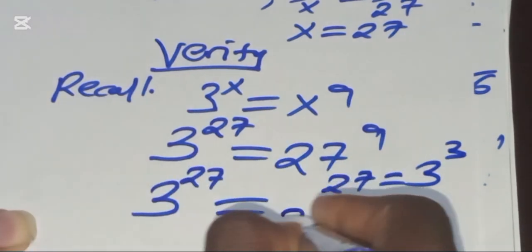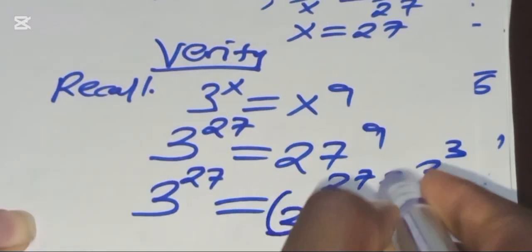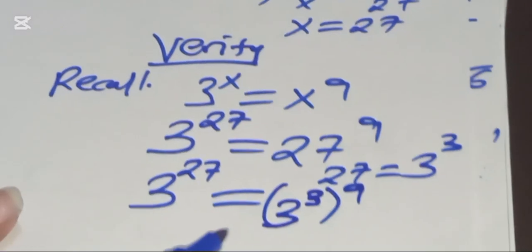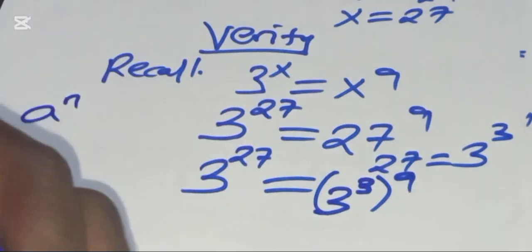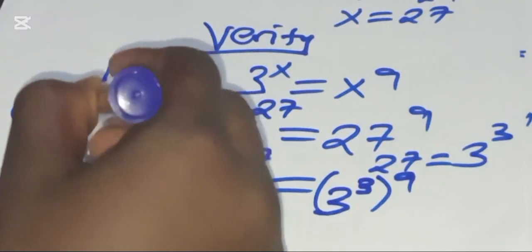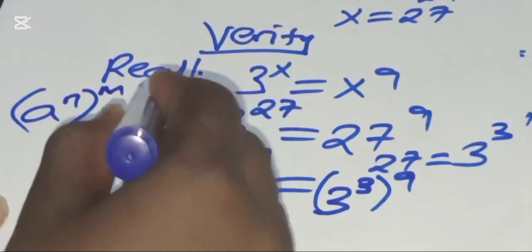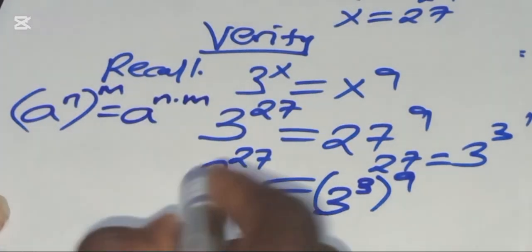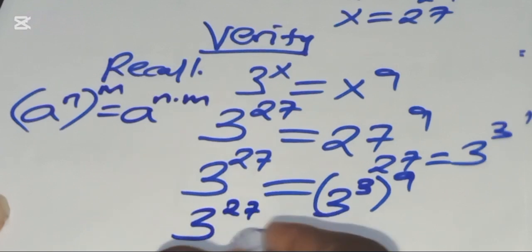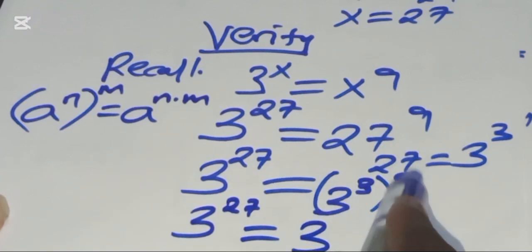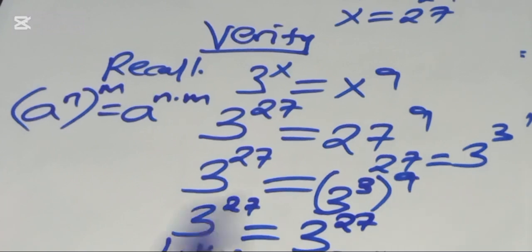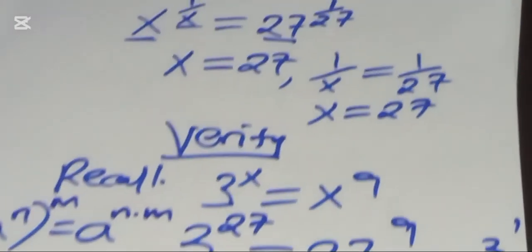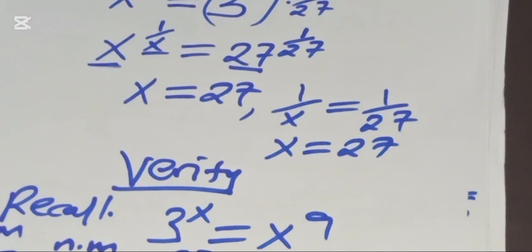So we'll have 3 to power 3, okay, raised to power 9, okay. Now, applying the indices identity, if you have a to power n, okay, raised to power m, this can be expressed as a to power n multiplied by m, okay. So here we'll have 3 to power 27. This is equal to 3 to power, now we'll have 3 times 9, which is 27, okay. So you can see that the left-hand side is essentially equal to the right-hand side. And that affirms that the value of x, which is equal to 27, actually satisfies the equation.